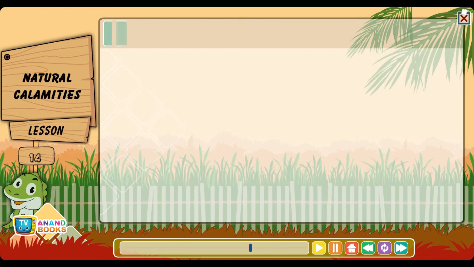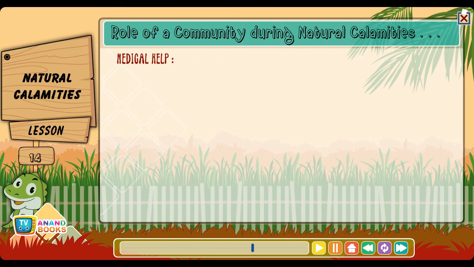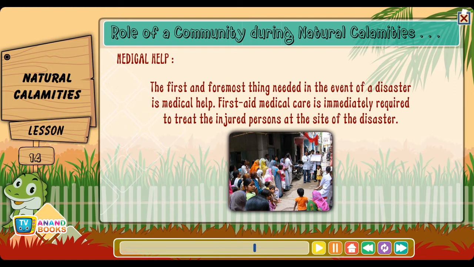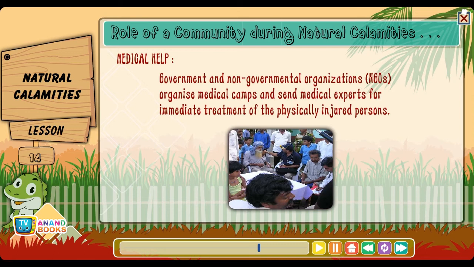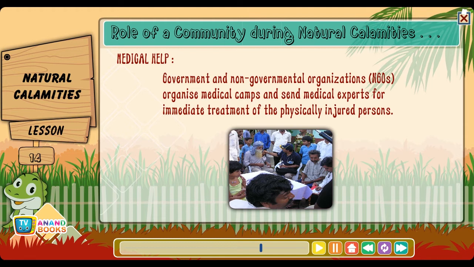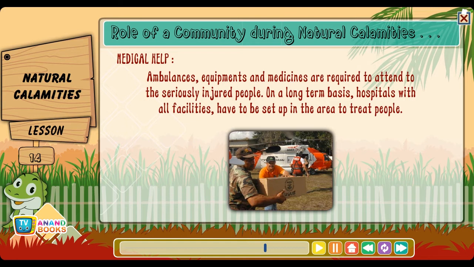Role of a community during natural calamities. Medical help. The first and foremost thing needed in the event of a disaster is medical help. First aid medical care is immediately required to treat the injured persons at the site of the disaster. Government and non-governmental organizations, NGOs, organize medical camps and send medical experts for immediate treatment of the physically injured persons. Ambulances, equipments and medicines are required to attend to the seriously injured people. On a long-term basis, hospitals with all facilities have to be set up in the area to treat people.